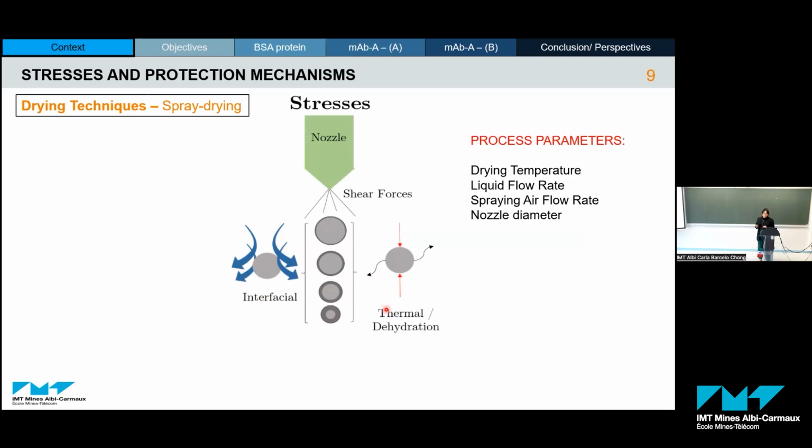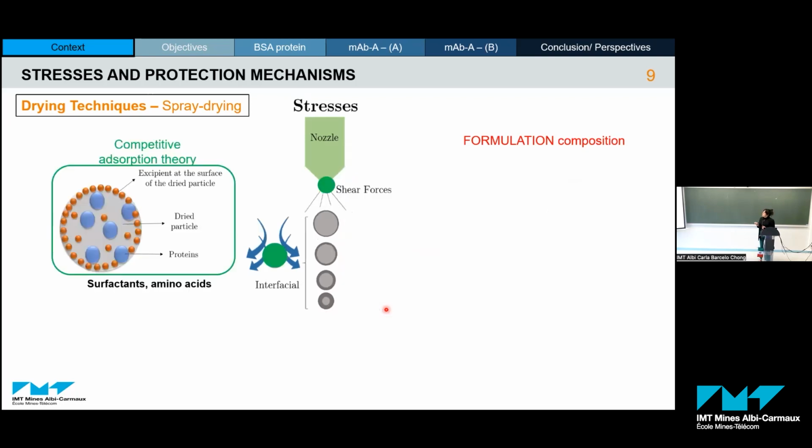One way to tackle the effect of these stresses is by manipulating two parameters, such as the process parameters like drying temperature, liquid feed flow rate, nozzle diameter, or the formulation composition, to give protection to the protein during these steps. Firstly, for two stresses like shear forces and interfacial stresses, we have what we call the competitive adsorption theory.